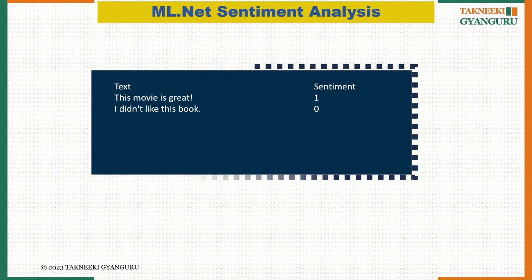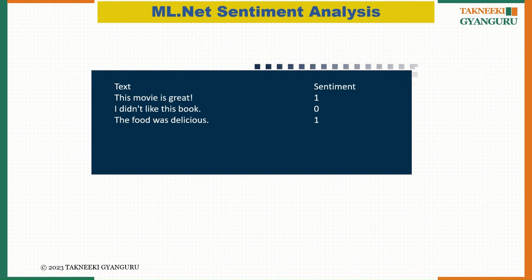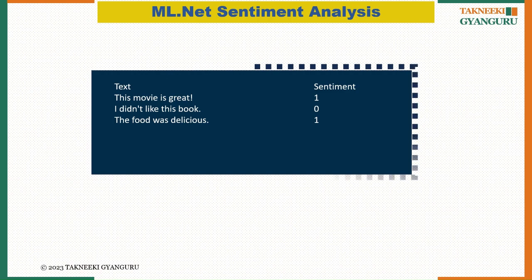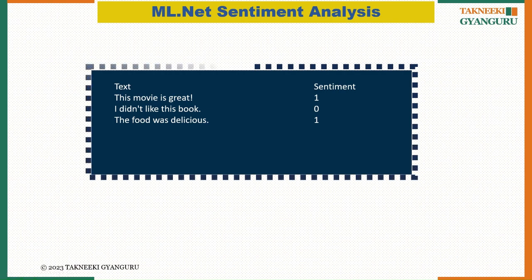I didn't like this book. It's zero. This food was delicious, one. It means the food is delicious, so it is positive sentiment, right? So if someone says the book is not good, you need not give that exact sentence. It will automatically, based on your data, train the model and then give you the answer, right?